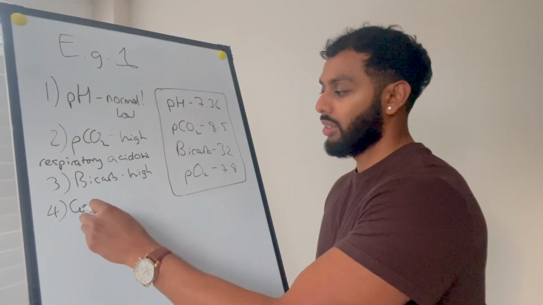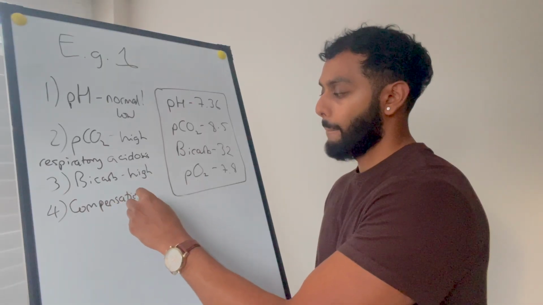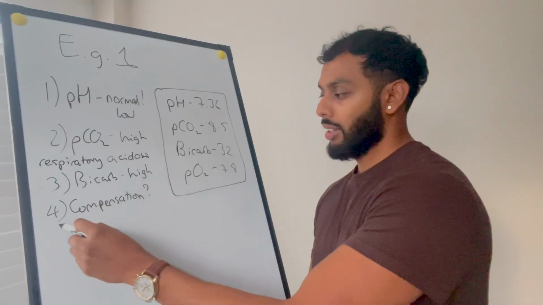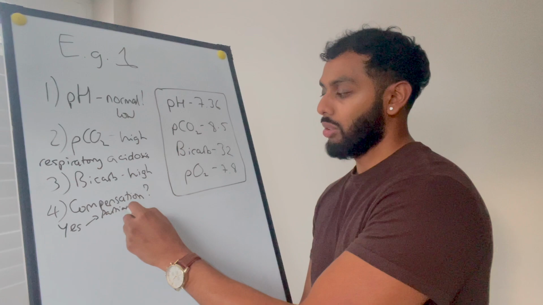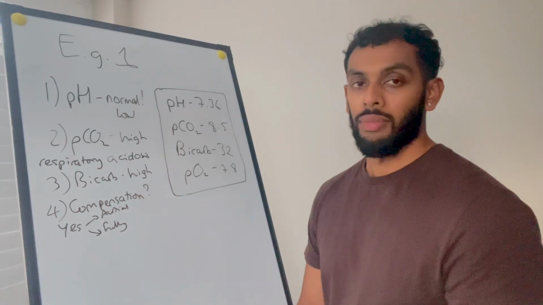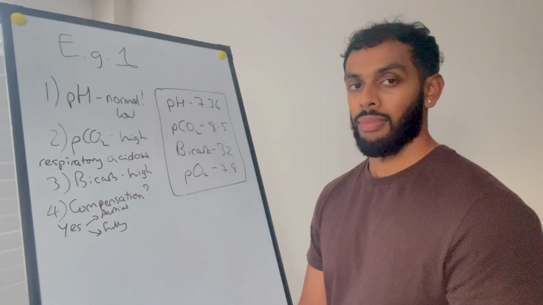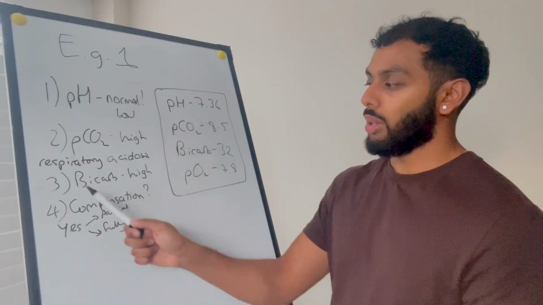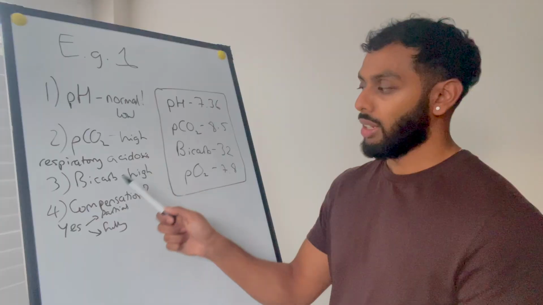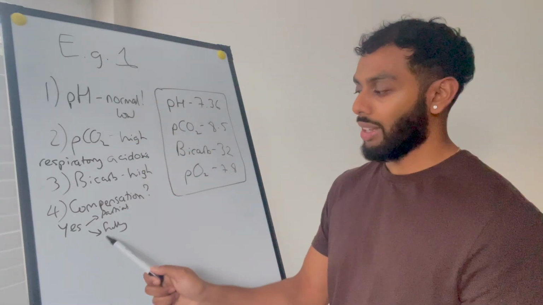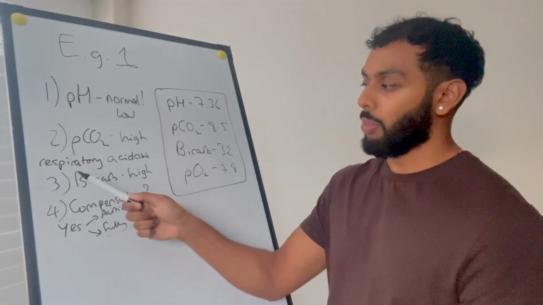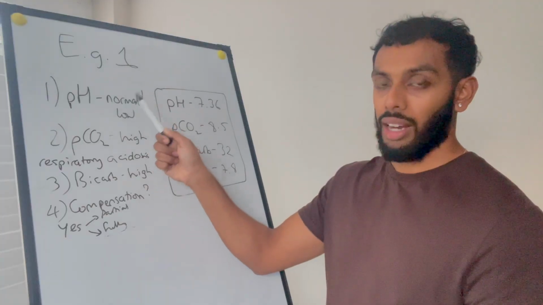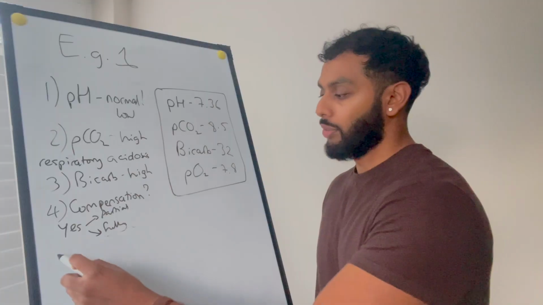Number 4, compensation. Yes or no? Yes. And if yes, is it partial or fully? It's fully. And the reason is because not only has the body tried to normalize the pH from the acidotic environment, it has also managed to make the pH normal, which shows you that it is fully compensated. If the body has tried to compensate for the acidosis and the pH has still remained acidotic, then it would have been partial.